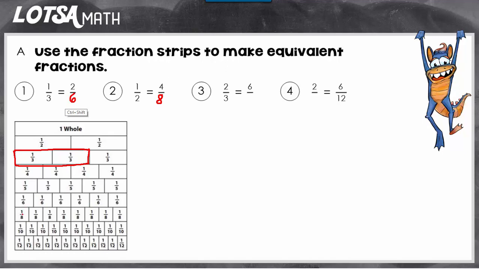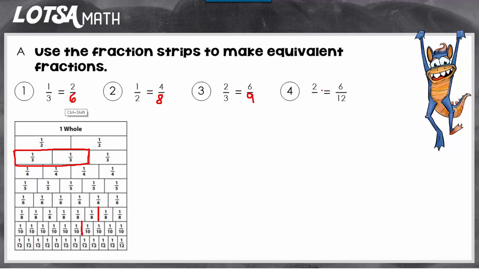So let's try 8s. 1, 2, 3, 4, 5, 6. Well, that's a little bit more than 2/3. So it's not going to be 8s. Let's try 10ths. 1, 2, 3, 4, 5, 6. Oh, we can see that's a little bit less. So if 6/8 were a little bit too big and 6/10 was a little bit too small, it's going to be 6/9 that's going to be just right.